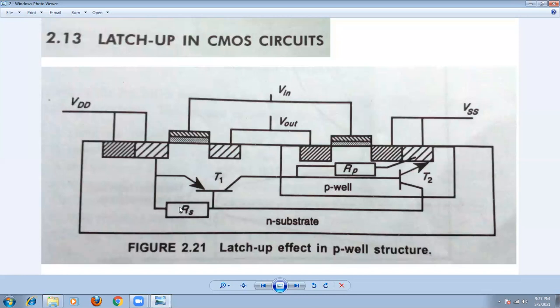The resistance RS value will be reduced. If the resistance value is reduced, the voltage drop is reduced. When the voltage drop is reduced, the transistor T1 will be turned off. So this parasitic transistor will be turned off. Similarly, you can increase the doping concentration of the well. The drop across the resistance will be reduced. Same concept: the voltage drop between the base and emitter will be reduced, and the transistor T2 will be in the off condition.